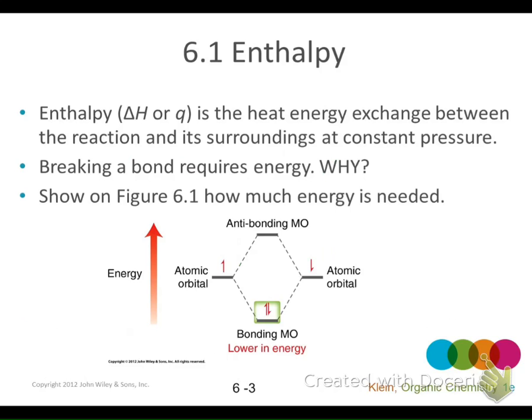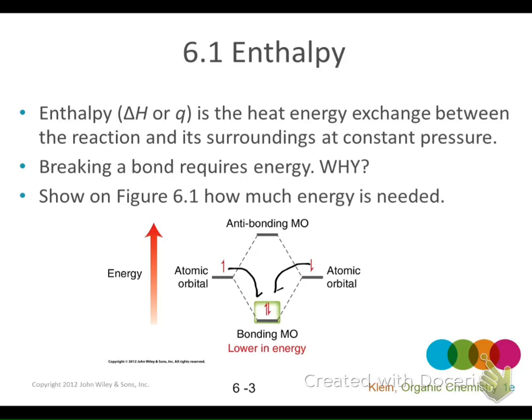And what the energy does when you talk about a homolytic bond cleavage is actually provide the energy. Remember we talked about molecular orbital theory. The two atomic orbitals come together. They both have an electron. And what happens when the bond forms, the electrons drop into this lower energy level. Ooh, I should really use a one-headed arrow. And that's how the bond forms.